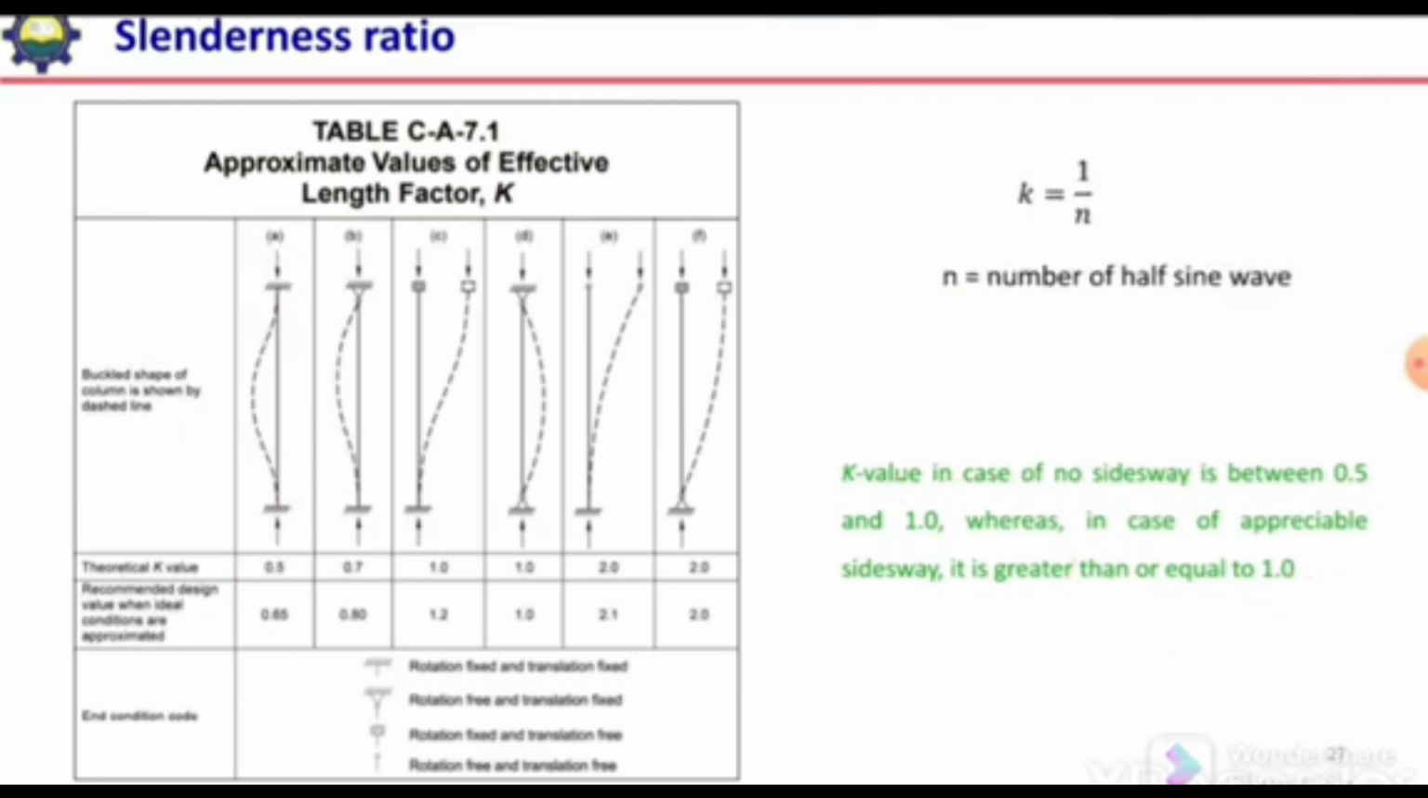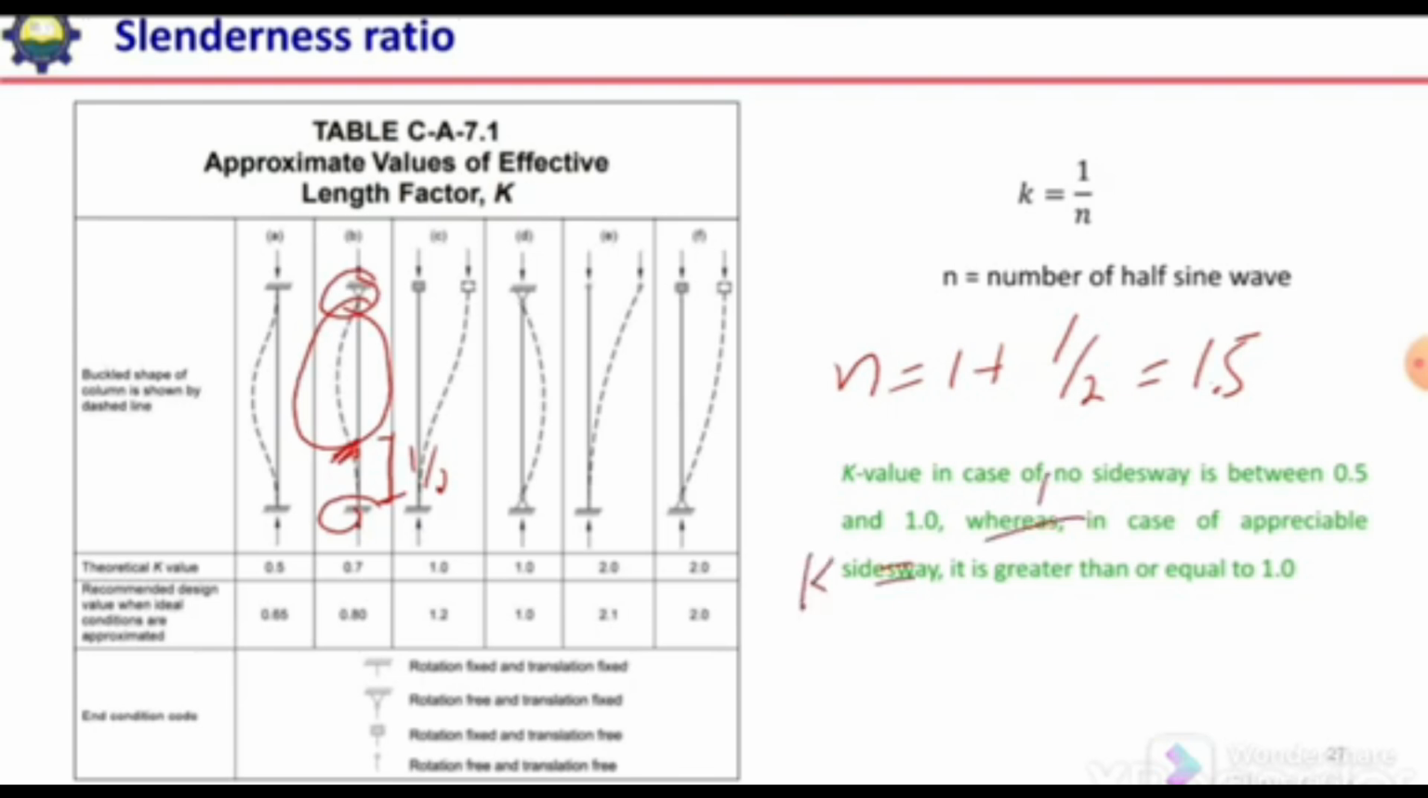Similarly, if we see the second case, at the top we have a pin support and at the bottom we have a fixed support. So we have a sine wave starting from here up to this point. So one half sine wave, this one, and this will be 1 by 2 of sine wave, half sine wave. So N is equal to 1 plus 1 by 2, so it is 1.5. So K will be equal to 1 over 1.5. So when we divide, it will become 1 divided by 1.5, 0.667, or we can say it is equal to 0.7.